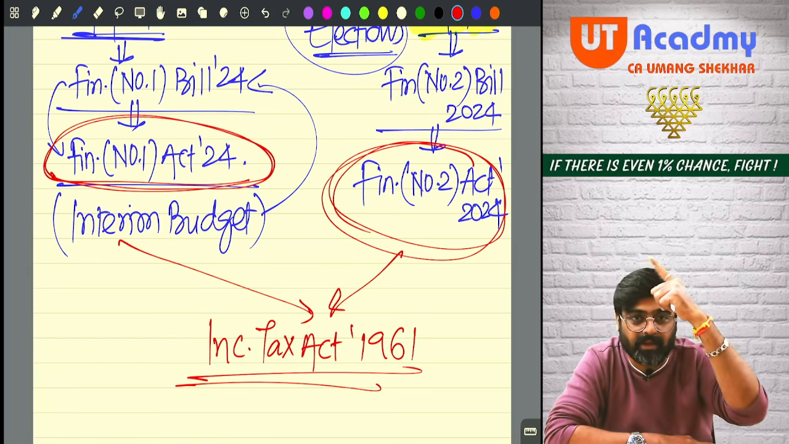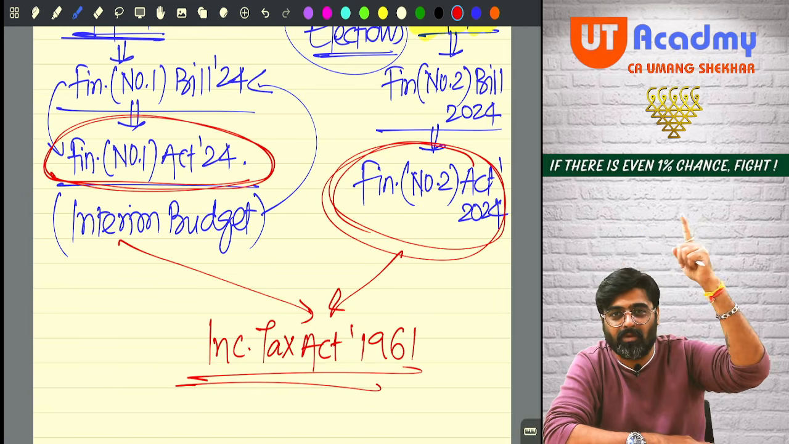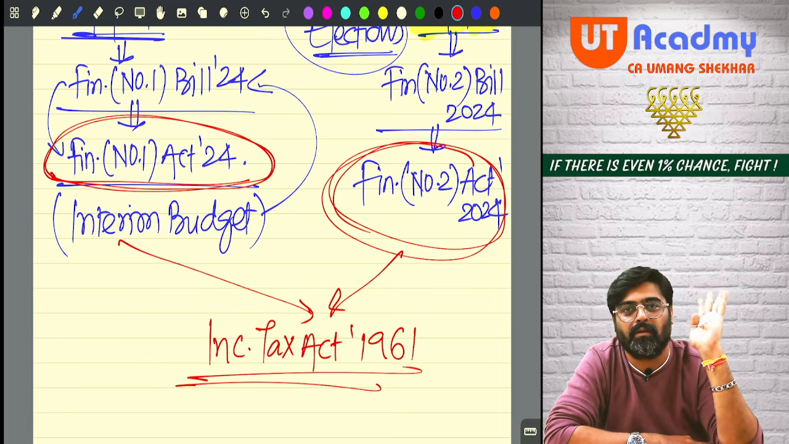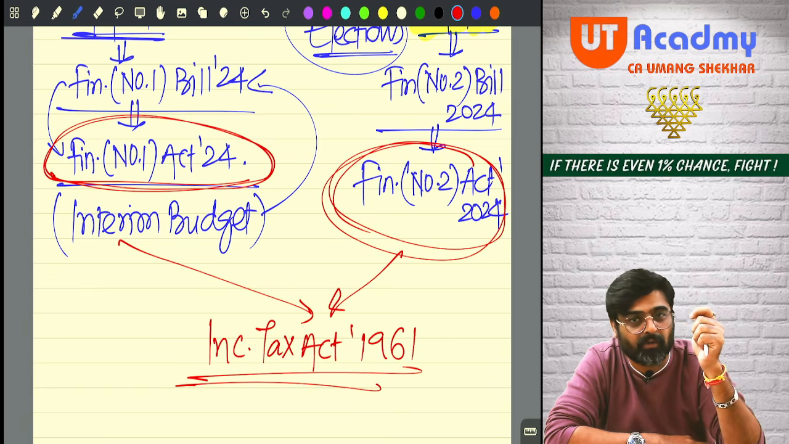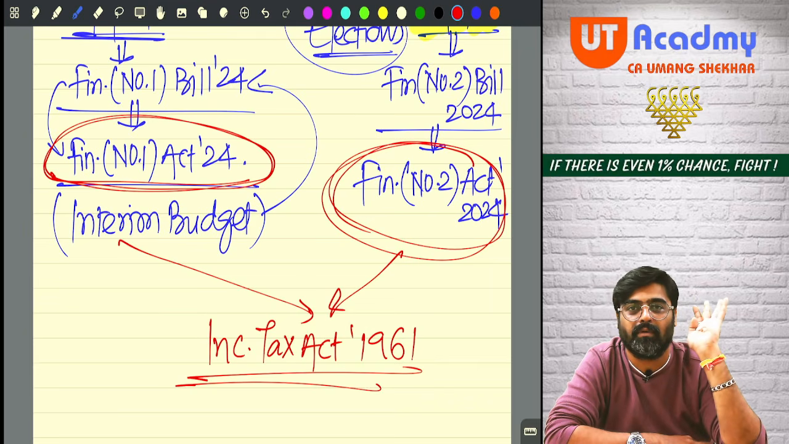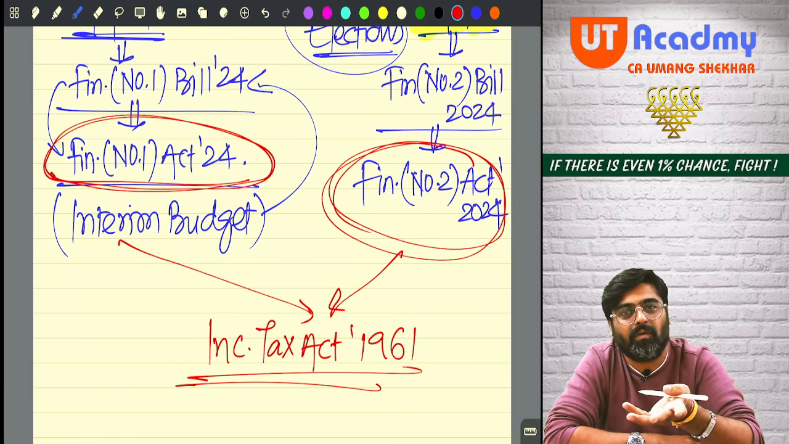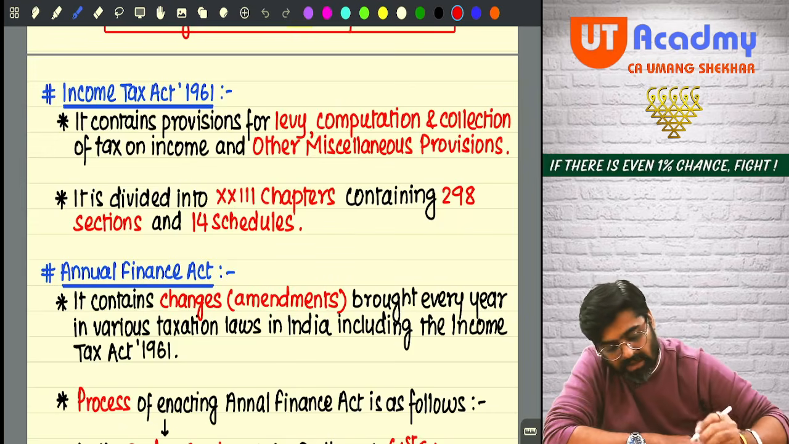See what is written here. Can you see above me? If there is even a 1% chance, fight. Fight till your last breath. If you see a ray of hope, run for that. But don't give up. Okay. So we are into that stage only right now where we don't have to give up. We have to study and study hard. Okay. Come on. Let's come to this part.